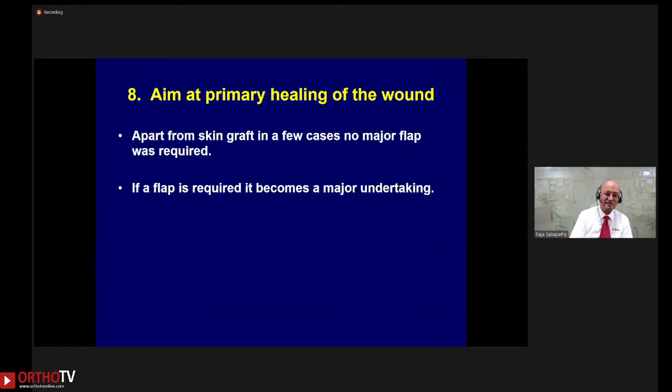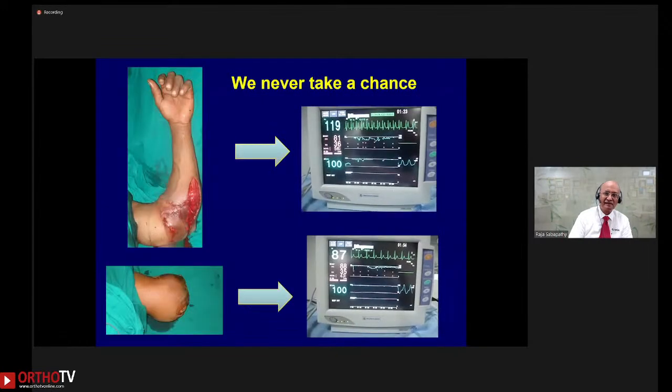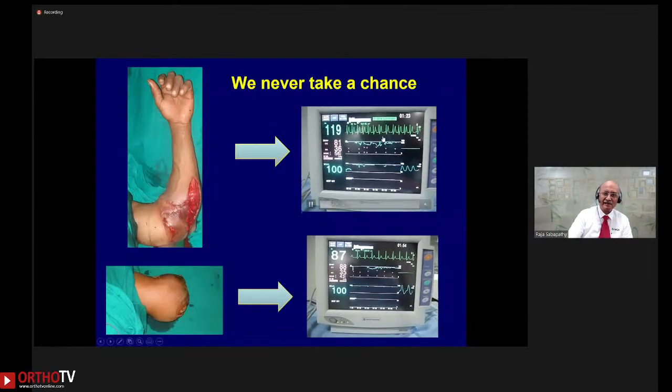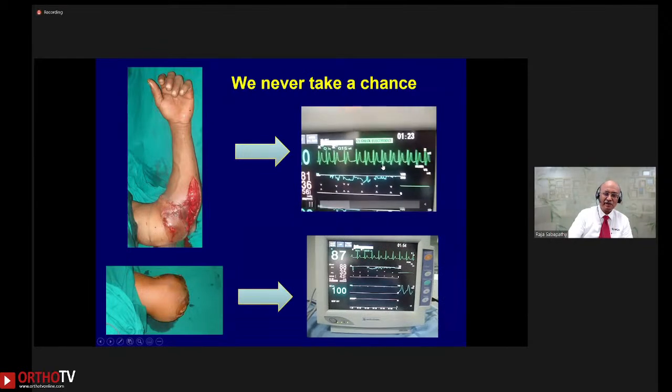And point number 8 is aim at primary healing of the wound. And most of the time, because we do extensive bone shortening, you don't really require major help. And you be prepared for complications. See, we do a high level of replant. You see the tall tented T waves, that means the potassium is high. And if you're doing it under block, that means they start sweating.